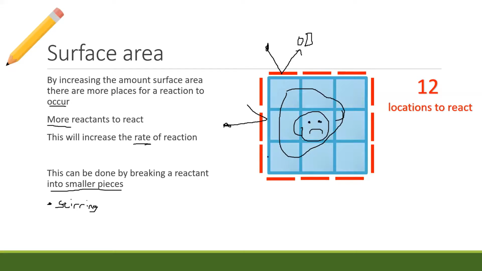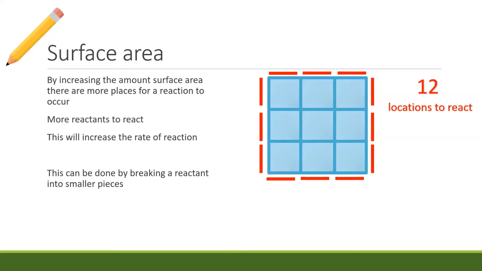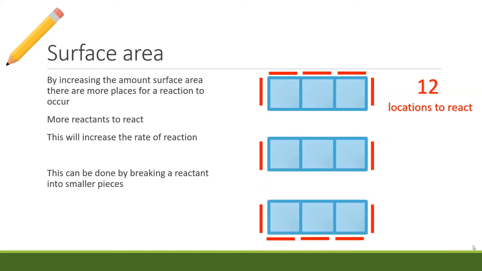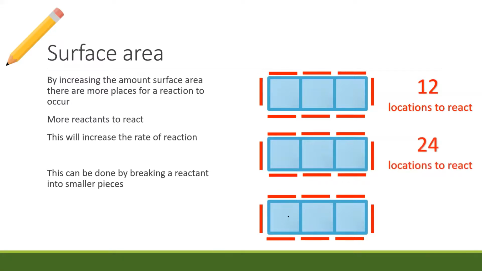So how can we fix this issue? Well, you can fix this issue by breaking it up. Okay? Now I have 1, 2, 3, 4, 5, 6, 7, 8, 9, 10. If you believe me, there are 24 locations to react. I've doubled the locations that I could react on by cutting this into thirds.